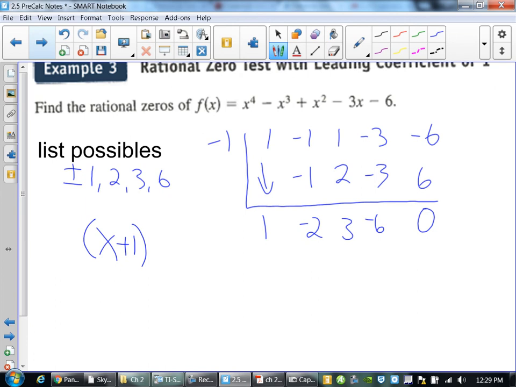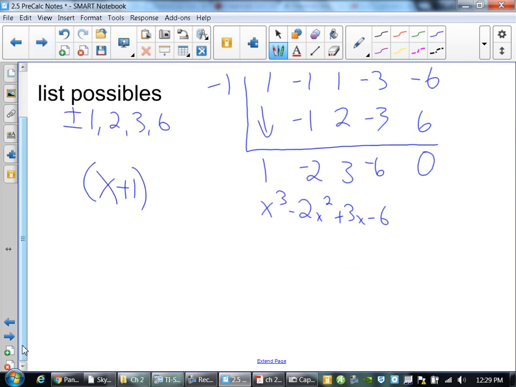Now, the other thing that happens is every time you synthetically divide and you get a 0, your degree drops by 1. So now I have x cubed minus 2x squared plus 3x minus 6. And you might be pleasantly surprised that you can group that. Do you have to? No. Can you continually synthetic divide if you want? Sure. But if I recognize that I have a 4-term polynomial that I can get GCFs and group, I'm going to factor it via grouping.